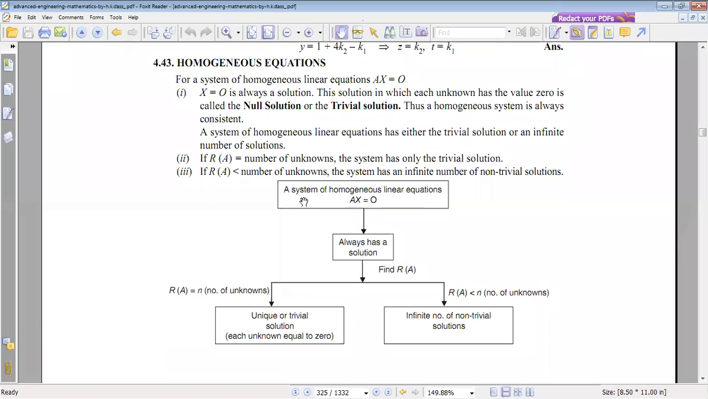Now, if the rank of A is less than the number of unknowns, then the system has an infinite number of non-trivial solutions. Non-trivial solutions means those unknowns are not equal to 0. If the unknowns are equal to 0, then it is called a trivial solution. And non-trivial solution means the unknowns are not equal to 0.